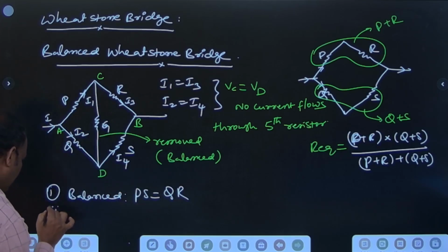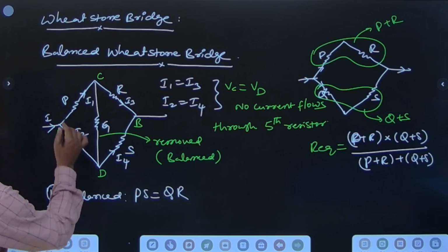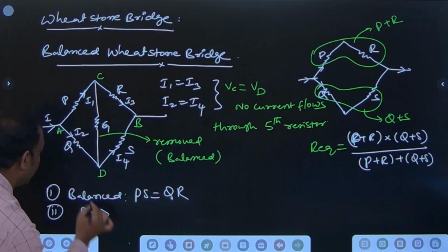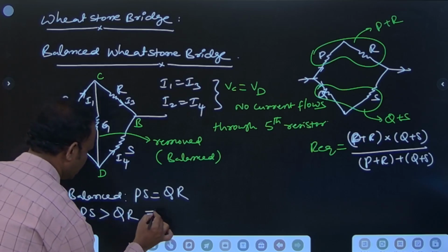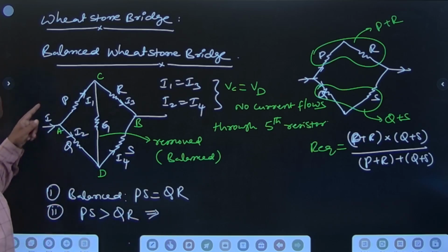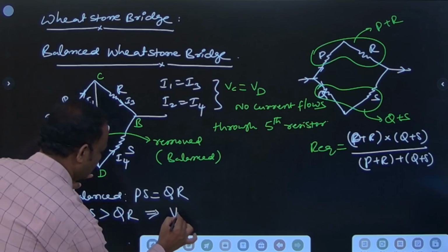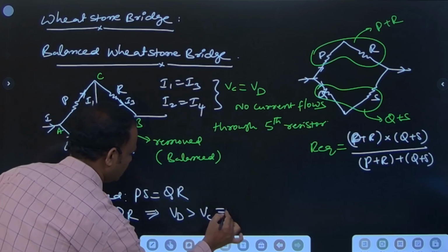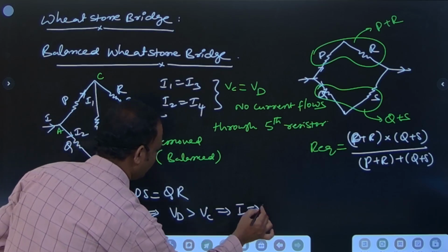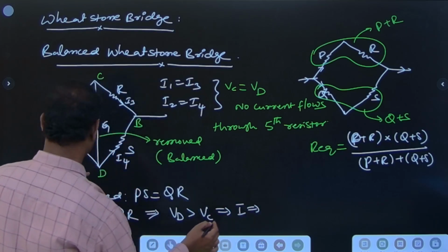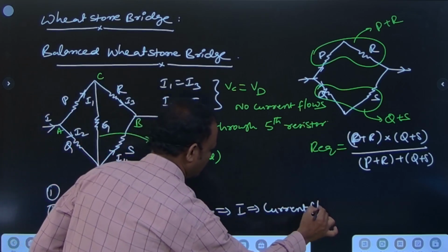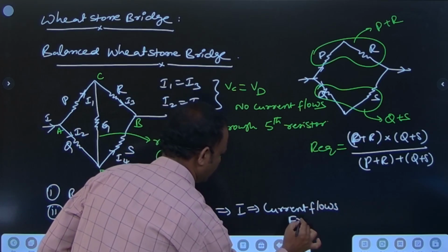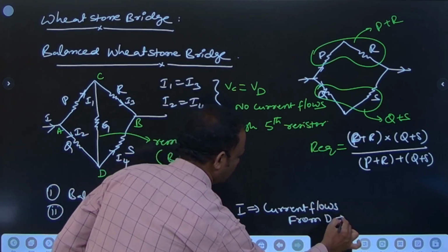For the second case, this is for balanced, PS is greater than QR. So what is this? It's unbalanced. PS has more resistance, QR has less. Potential at D is greater than potential at C. Current flows from where? Current flows from D to C.